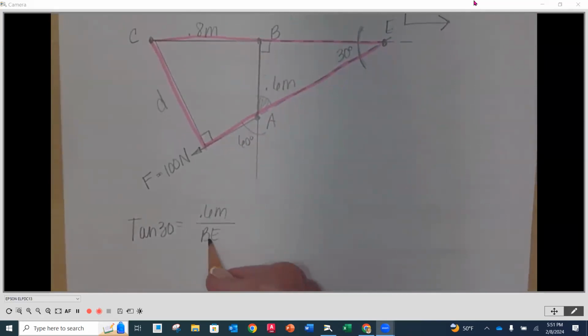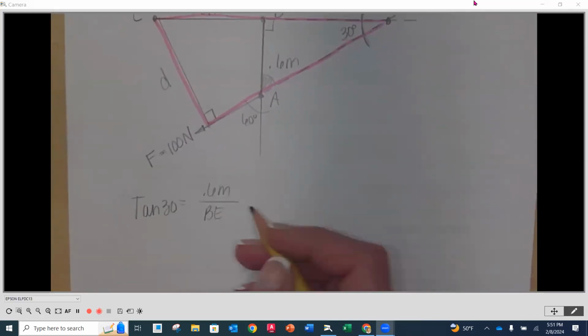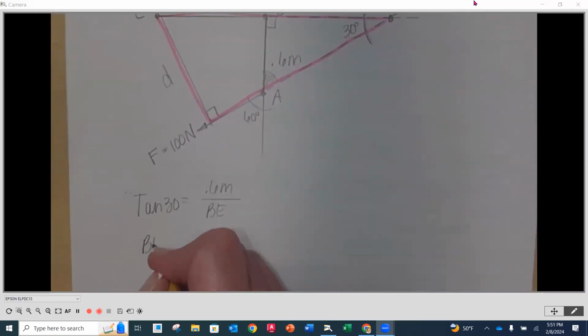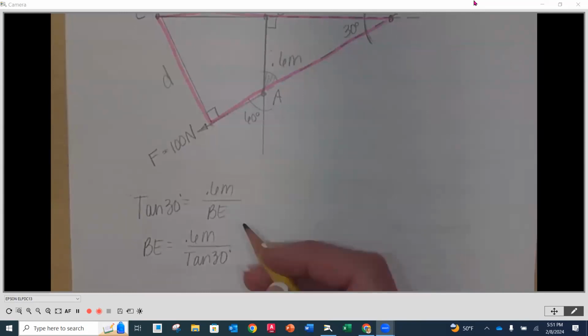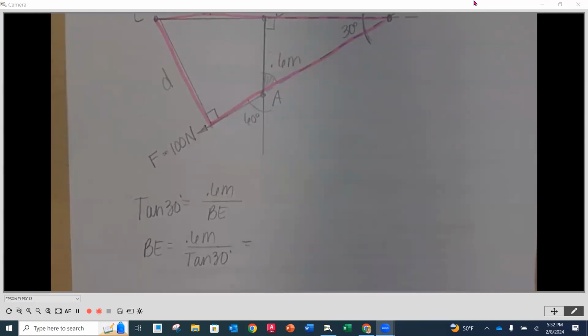So to solve for BE, I'm going to multiply this up and bring my tangent 30 down. So I'm just going to rearrange this. BE is equal to 0.6 meters divided by tan 30. Do you guys see how I did that? Any questions on that at all? Make sense? So now I can solve for BE. BE is going to be 0.6 divided by tan 30, sorry.